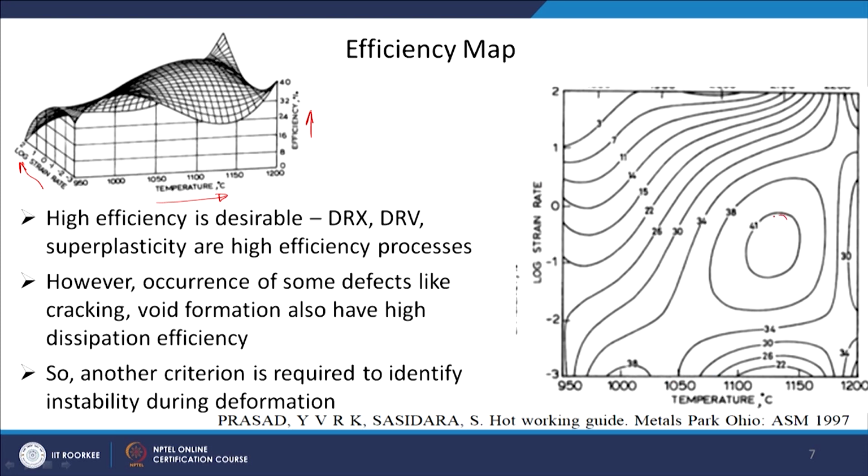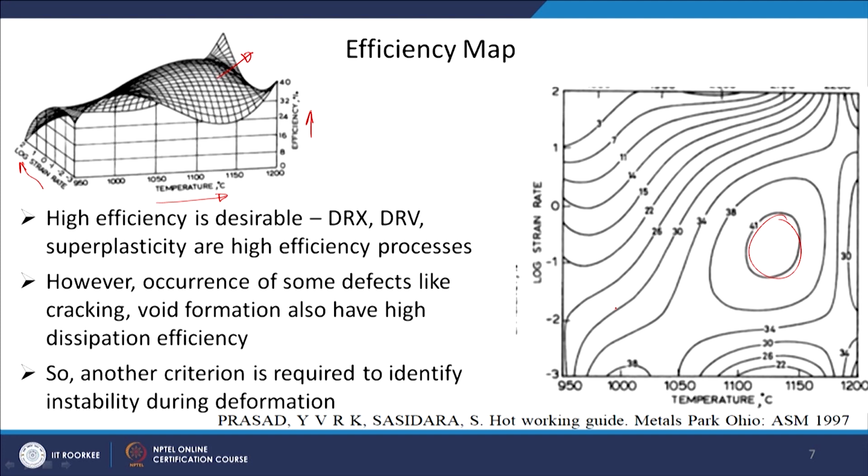So, you have these kinds of contours, which come from this 3-dimensional envelope, and now it is a 2-dimensional envelope which gives you the efficiency at different places. So, 41 means 41% efficiency, that is 0.41 eta, or in terms of percentage 41%, and then 38%, 34% and so on. These are what we call the efficiency map.